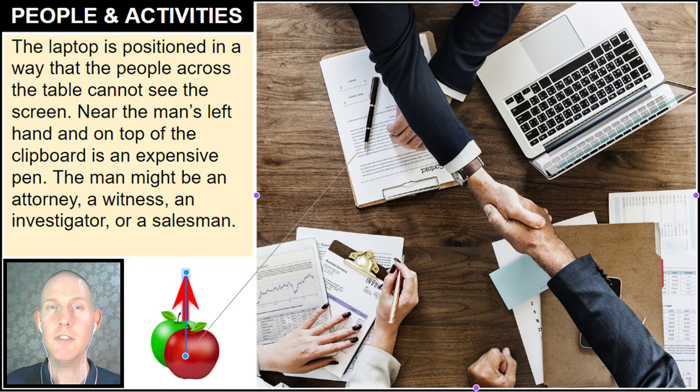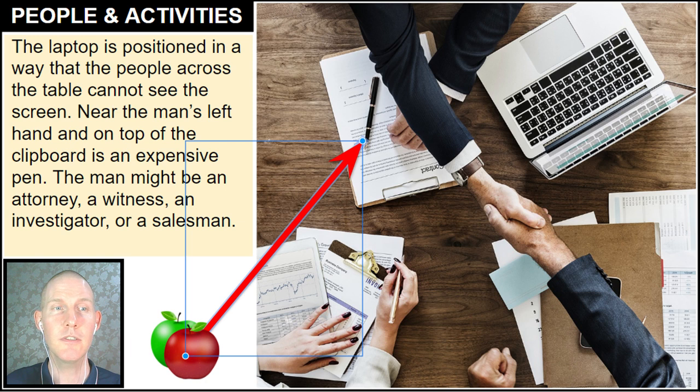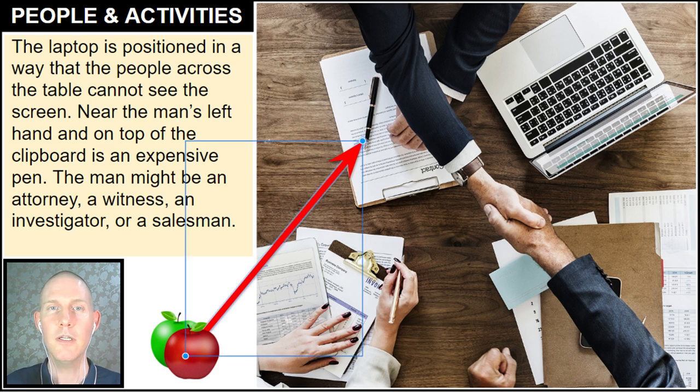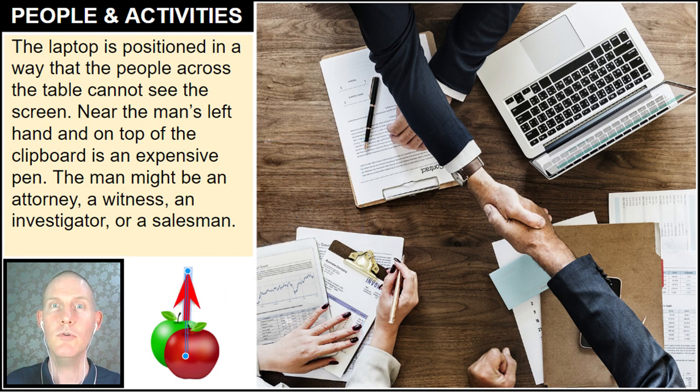We gave a very specific location, the directions, information for the placement of the pen. Near the man's left hand, so here's his left hand, and on top of the clipboard, so here's the clipboard, two styles of clipboard, but they have the same function, is an expensive pen. All right. And since he has an expensive suit, he has an expensive watch, why not have an expensive pen, right? All right, here we go.